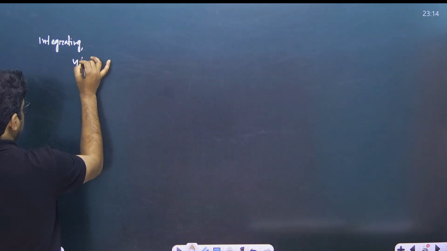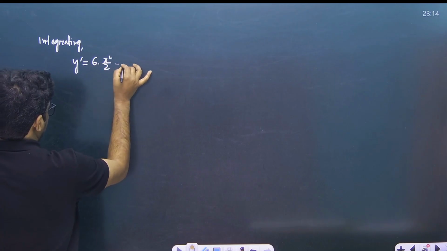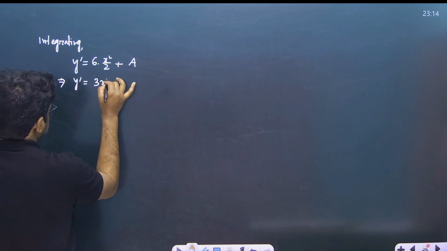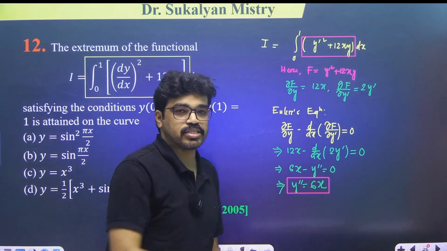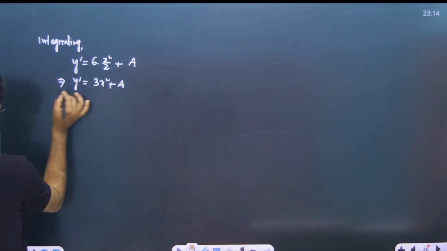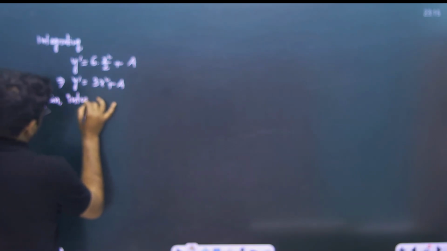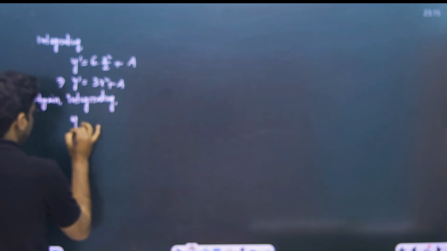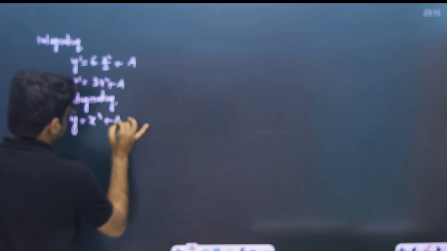y dash, that is dy/dx, equals 6 into x square by 2 plus, suppose the integrating constant is a, so y dash is equal to 3x square plus a. We have to find the value of y, that is we have to solve this differential equation. Okay, so again integrating with respect to x, we get y is equal to 3 into x cube by 3, that means simply x cube plus ax plus b.